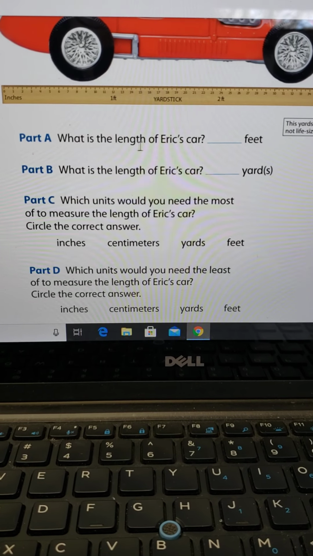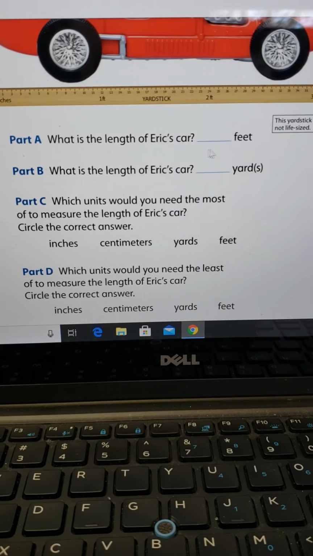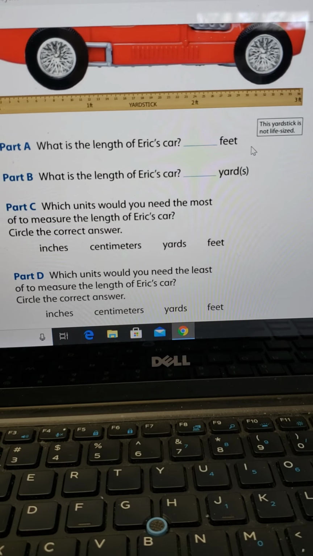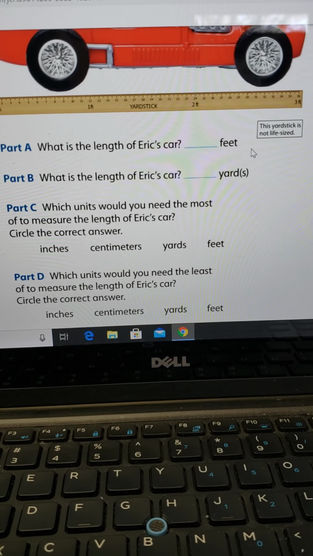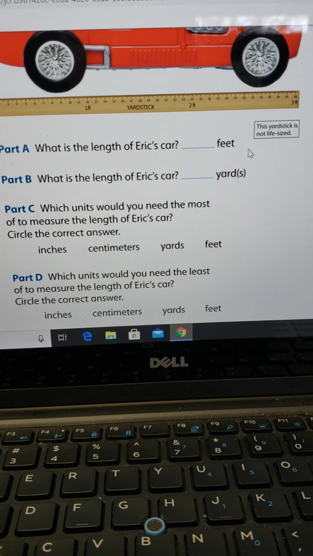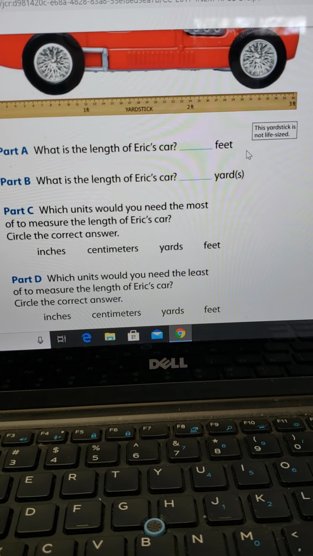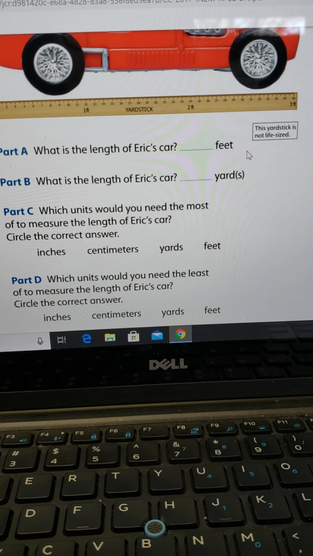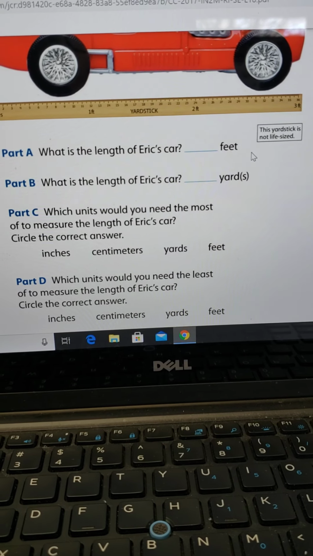The first one says, what is the length of Eric's car? And this says blank feet. So how many feet long? If you look at this model and look at the yardstick, how many feet long? You need to write that on the blank.